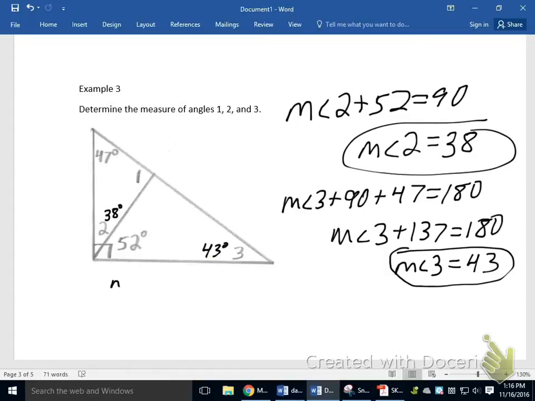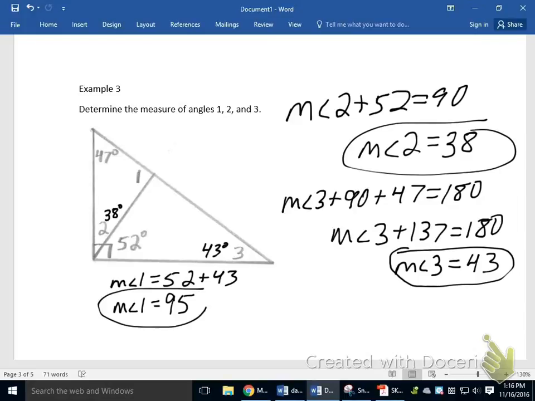So I actually know that the measure of angle 1 is equal to 52 plus 43. That it's equal to the sum of the remote interior angles. That was something that we covered in class. That's something that you need to know for the test tomorrow. It is very helpful. So that comes out to 95 degrees.